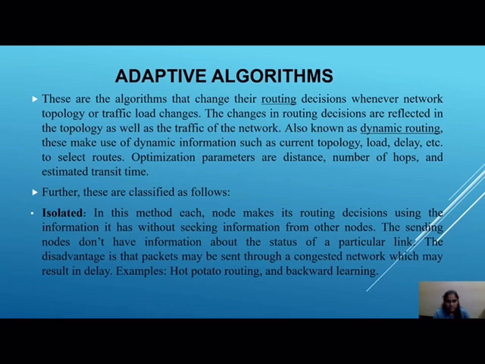Further, these are classified as follows: isolated. In this method, each node makes its routing decisions using the information it has without seeking information from other nodes. The sending nodes don't have information about the status of a particular link. The disadvantage is that packets may be sent through a congested network, which may result in a delay. Examples: hot potato routing and backward learning.